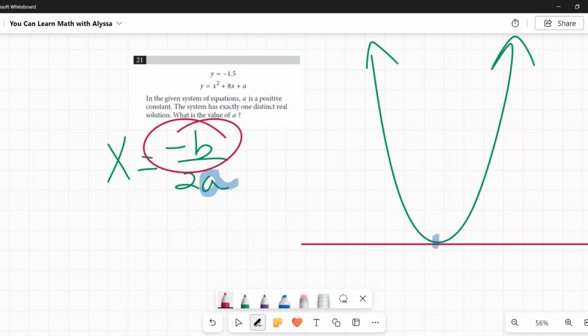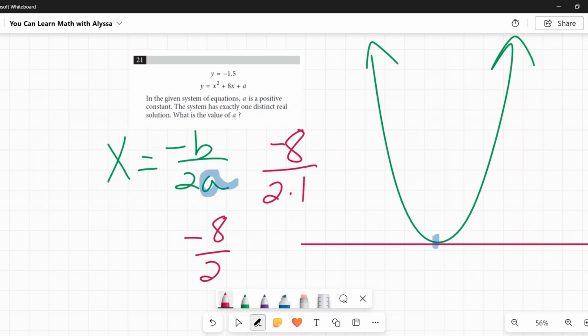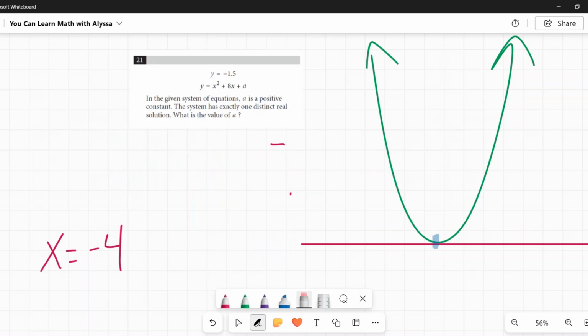So that b, again, we said is that 8 in the middle. So negative b, the opposite of that b, would be negative 8. The a is that invisible number 1 in front of that x squared. So 2 times that a, 2 times 1, is 2. So negative 8 over 2. Negative 8 divided by 2 is negative 4. So x equals negative 4. Well, hey, we now know our vertex, right? Because we knew that the y needed to be negative 1.5, but we didn't know the x. Well, now we do. It's negative 4 and negative 1.5.